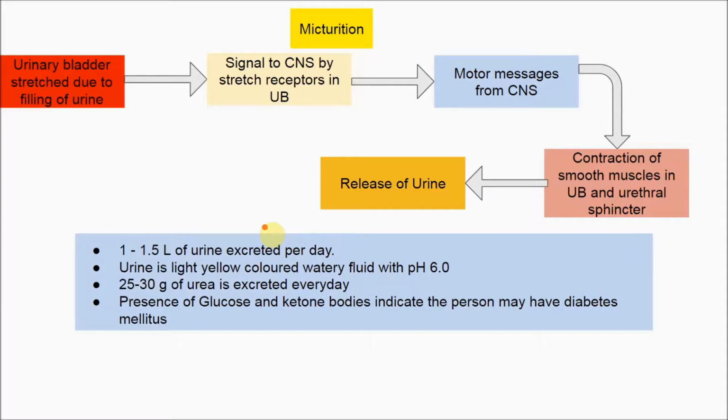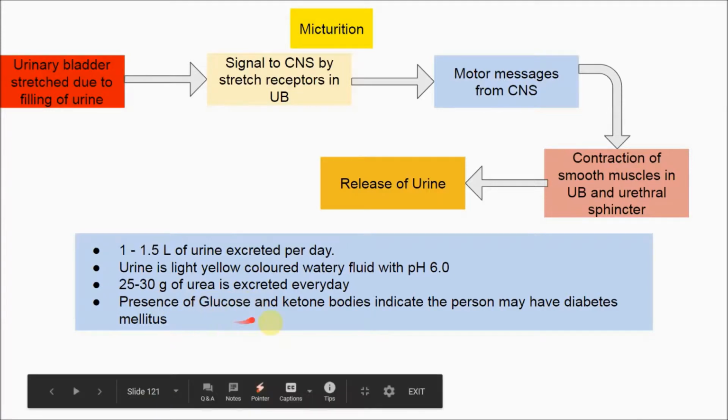Now, when we look into the amount of urine excreted by a healthy human, it is around 1 liter to 1.5 liters every day. And when we look into the properties of urine, it is a light colored yellow watery fluid, having a pH of 6.0, okay, slightly acidic. Around 25 to 30 grams of urea is excreted every day.